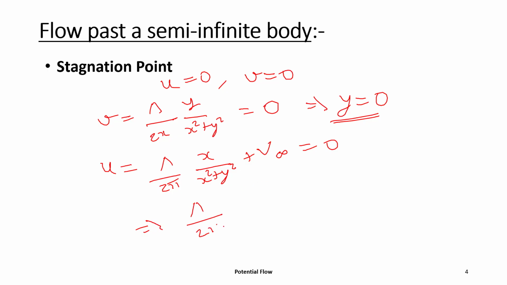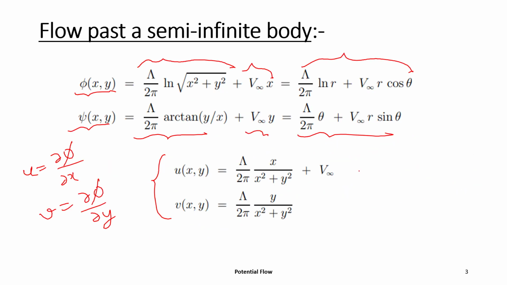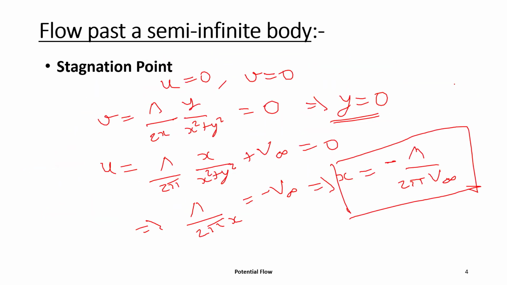lambda upon 2 pi x equal to minus V infinity. So we will get x equal to minus lambda upon 2 pi V infinity. This is the location of stagnation point from this origin source. So this distance is minus lambda upon 2 pi V infinity. So we have to use this in this problem.